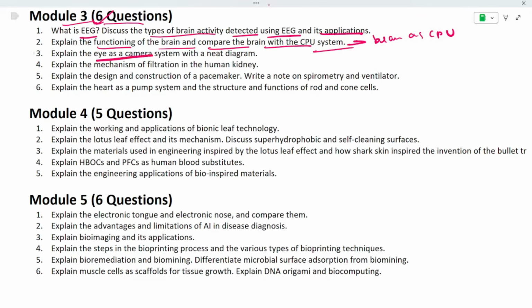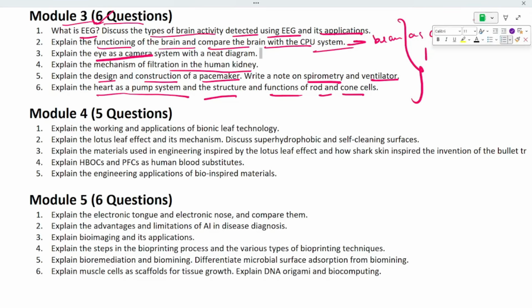Next is the eye as a camera system. Next is filtration in the human kidney. Next is design and construction of a pacemaker. Write a note on spirometry and ventilator. Next is the heart as a pump system. Then explain the structure and functions of rod and cone cells. If you study these 6 questions, you can score 18 plus marks in this module easily.